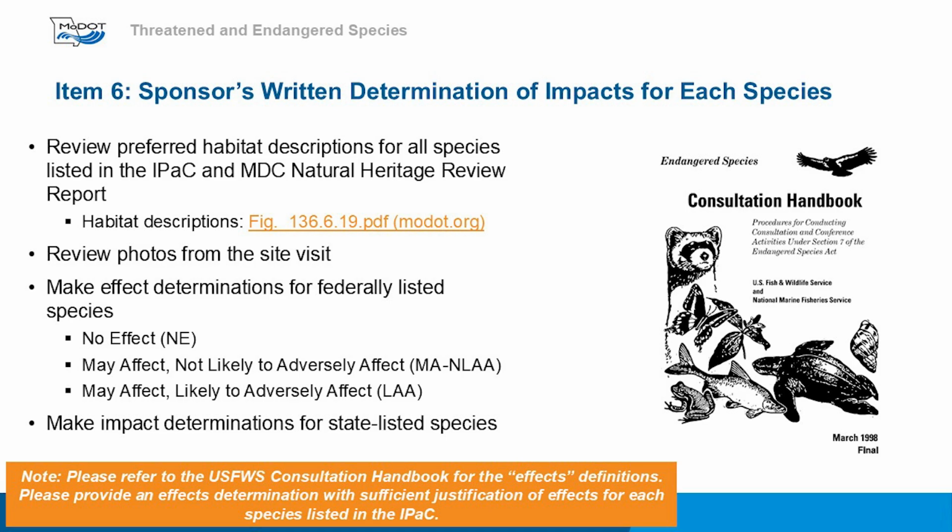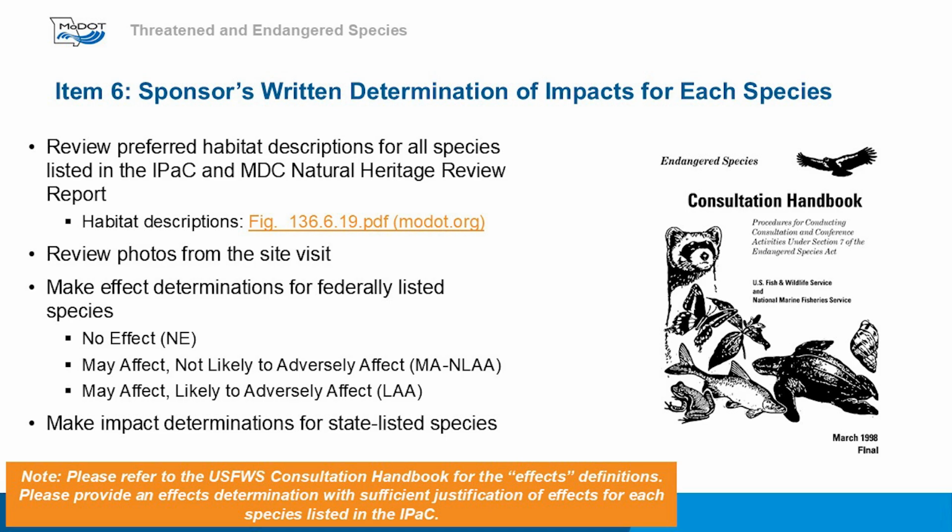A may affect not likely to adversely affect determination can be made when the species and/or its habitat is present within your project area and may be affected by the project. Indirect effects both on-site and off-site should be considered. An example of a may affect not likely to adversely affect determination is when a threatened or endangered mussel is present directly downstream of a bridge replacement.